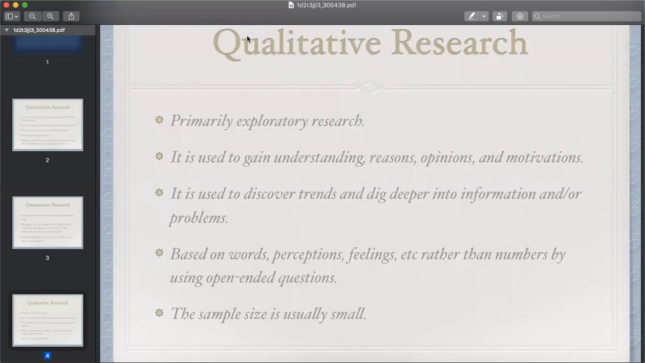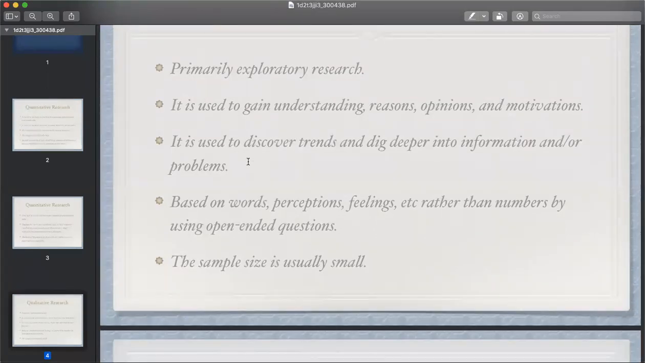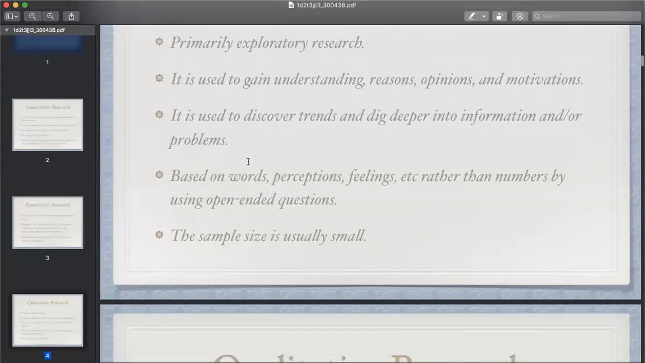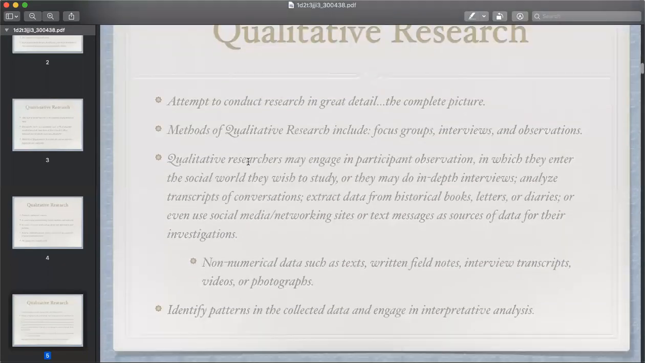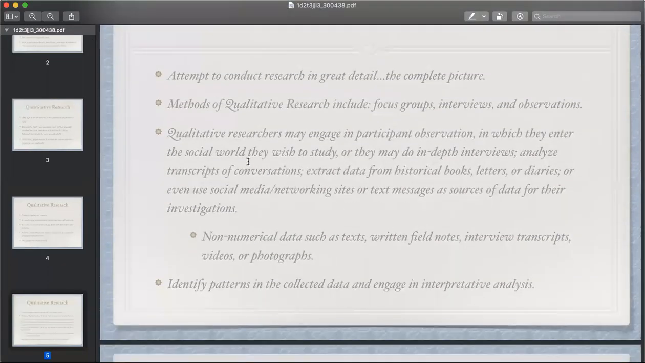We can argue that in qualitative research, the sample size has to be rather small. Because if the sample size is too large, it's going to be very difficult to collect the detailed information that you're seeking. Now, qualitative research, in other words, provides us with the complete picture. But you only get the complete picture, and we'll discuss this a little later, if you ask the right questions.